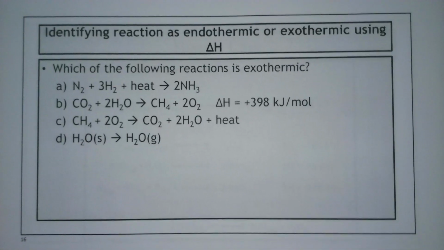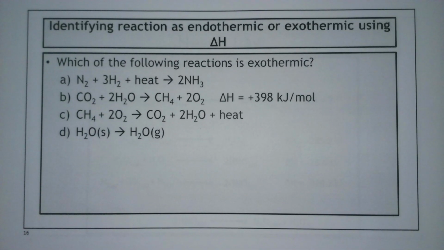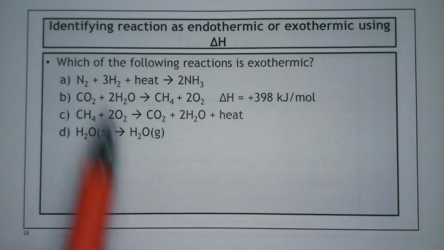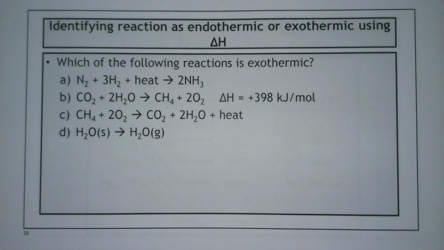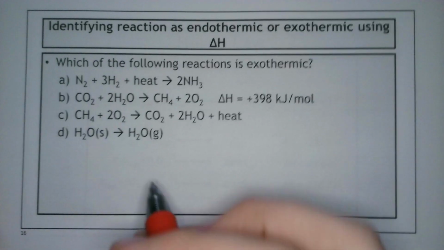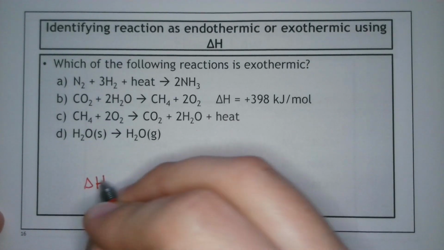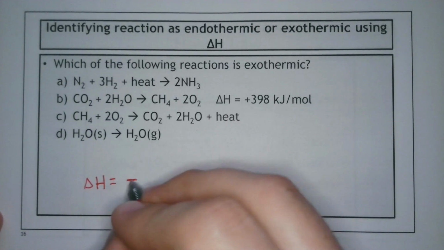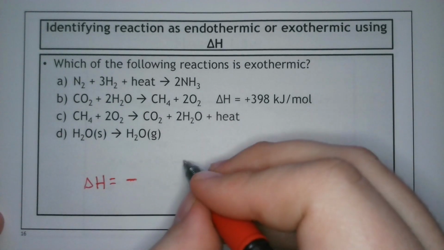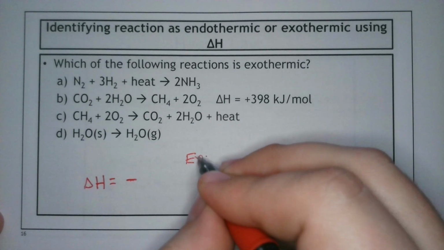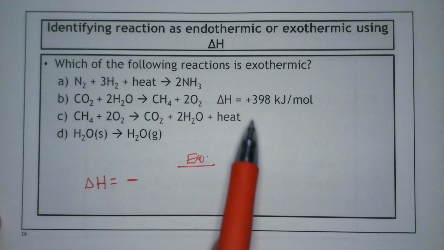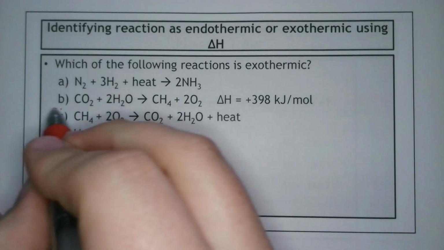Here we have identifying reactions as endothermic or exothermic using delta H. Which of the following reactions is exothermic? So a couple of ways we can look for exothermic or endothermic. The first way, if delta H is negative, it's exothermic. But this delta H is positive, so I know B is not the right answer.